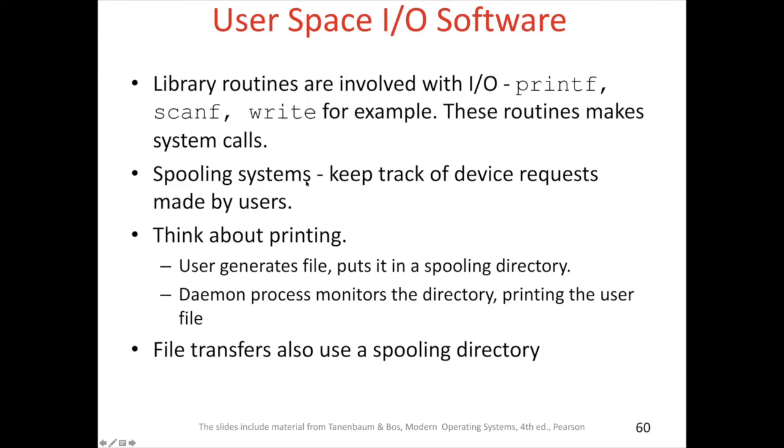Spooling systems keep track of device requests made by users. For example, think about printing. The user generates a file, puts it in a spooling directory, and a daemon process monitors the directory and prints the user file. File transfers also use a spooling directory.